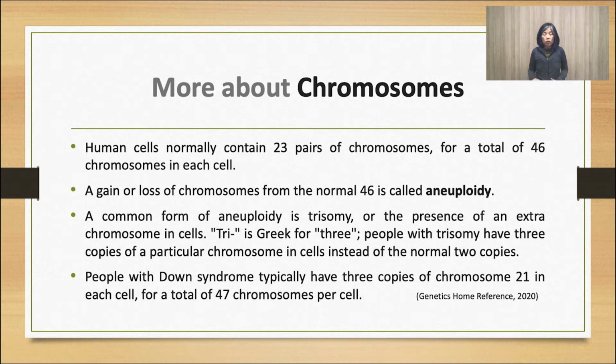A gain or a loss of chromosomes from the normal 46 is called aneuploidy. A common form of aneuploidy is trisomy, or the presence of an extra chromosome in cells. Tri is Greek for 3, and people with trisomy have 3 copies of a particular chromosome in cells instead of the normal 2 copies. So people with Down syndrome typically have 3 copies of chromosome 21 in each cell.